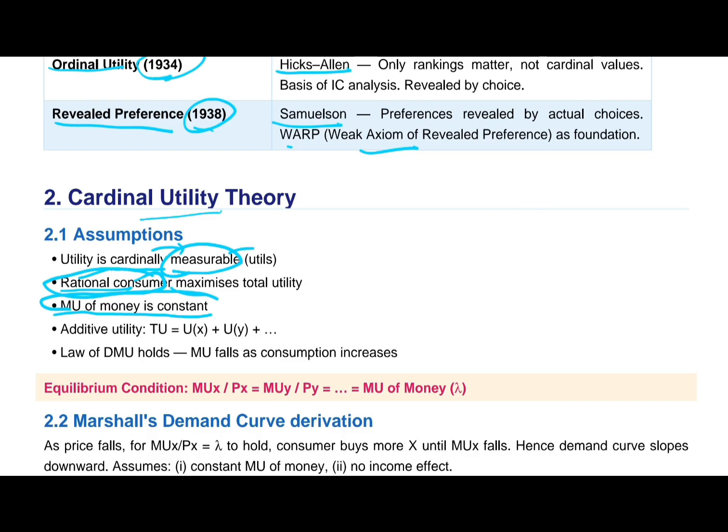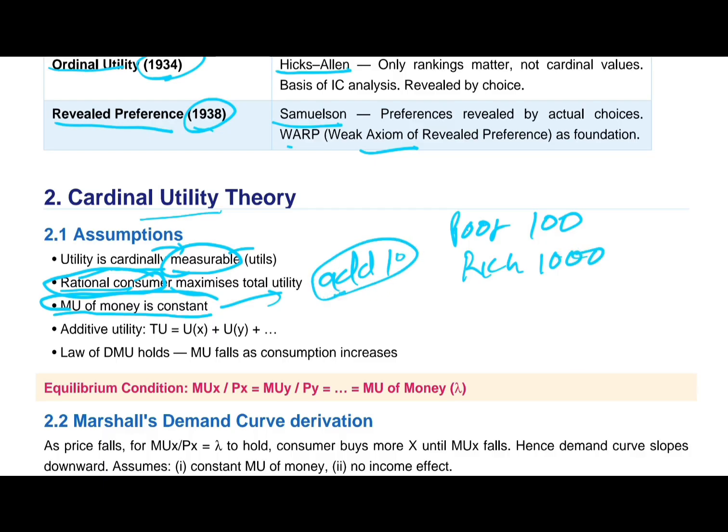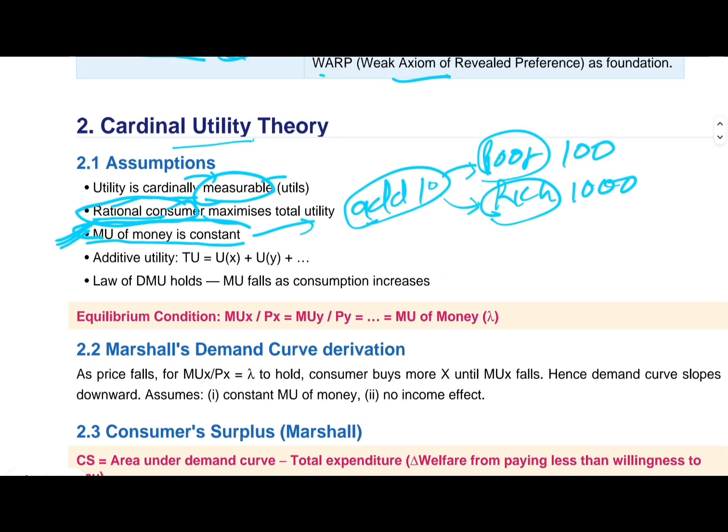For example, additional rupees of 10. Suppose the poor have 100 rupees and the rich have 1000 rupees. So additional 10 rupees give the same utility to the poor and the same utility to the rich. That's why it is an important assumption of cardinal utility.